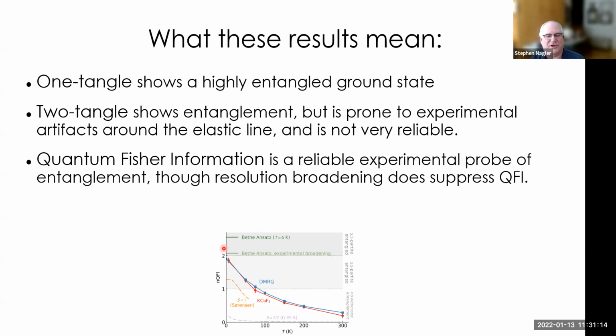So here's the sort of ultimate meaning of the results. The one-tangle shows that there is an entangled ground state. There's a lot of quantum fluctuations, if you like. The two-tangle in this case does show entanglement, but it's sort of prone to experimental artifacts. And as I mentioned before, it's not totally reliable for all systems. On the other hand, the quantum Fisher information, which is sort of model independent, looks like it might actually be a useful probe for other materials to sort of say, yes, the ground state or the system has a lot of entanglement, or no, it doesn't.